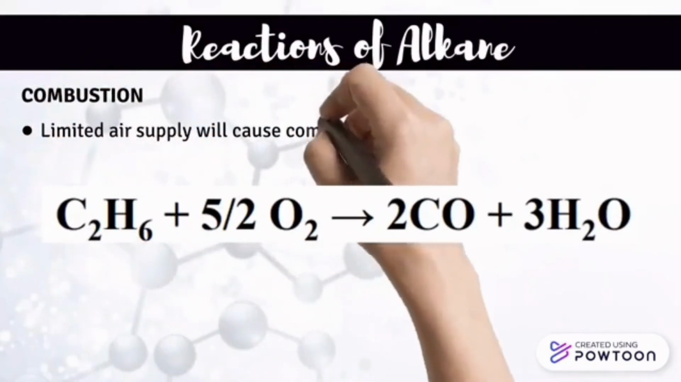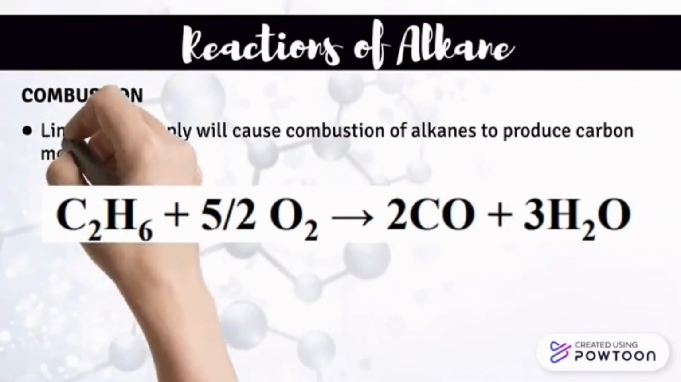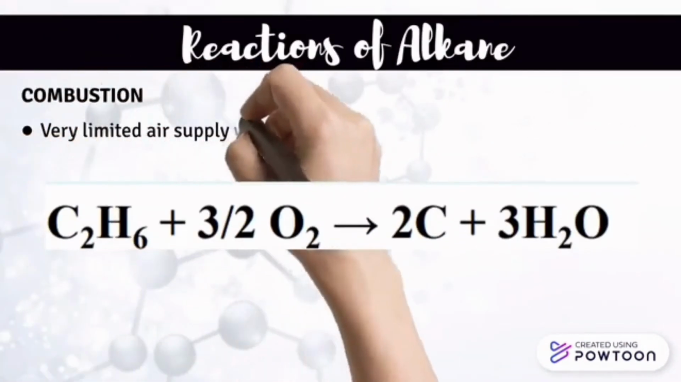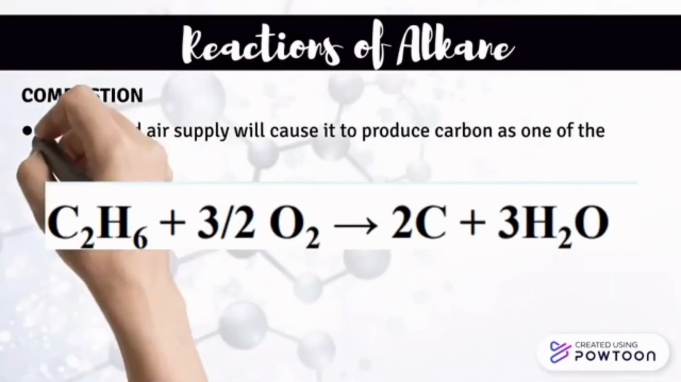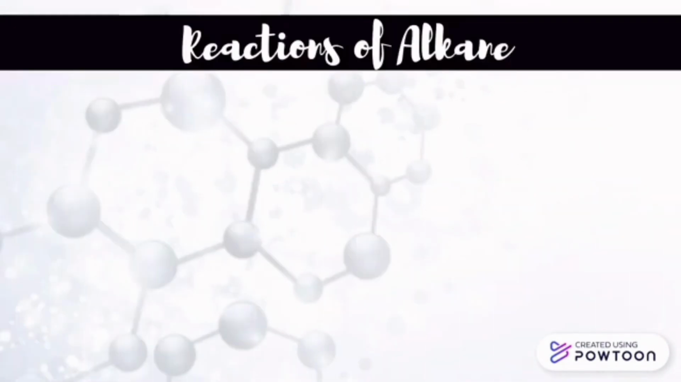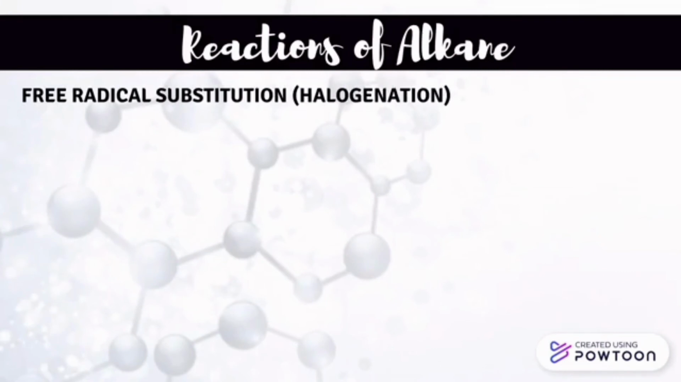In a limited air supply, combustion of alkane will produce carbon monoxide and water. But in a very limited air supply, the combustion of alkane will produce carbon as one of the products together with water. Next reaction is free radical substitution, which is also called halogenation.